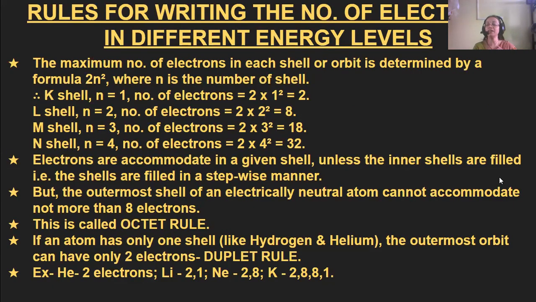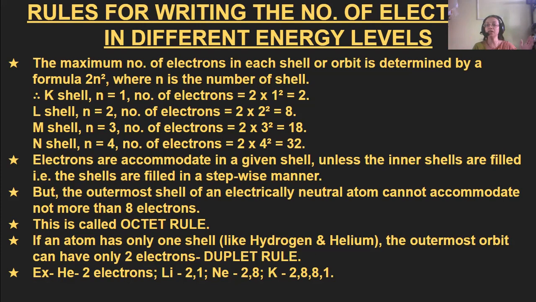Now, rules of writing the number of electrons in different energy levels. The maximum number of electrons present in a shell or orbit is determined by the formula 2n², where n is the number of the shell. If it is the K shell, then n is equal to 1, and the number of electrons will be 2 into 1 square, that is 2. Two electrons are present in the first shell, K shell. For the L shell, n is equal to 2, and the number of electrons will be 2 into 2 square, that is 2 into 4, that is 8. So 8 electrons will be present in the second shell, that is the L shell.